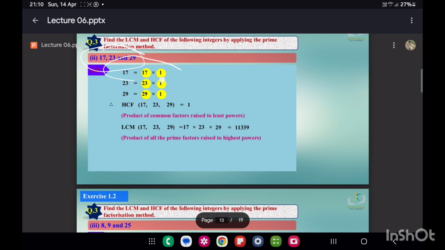17 can be split up into 17 into 1, 23 can be split up into 23 into 1, 29 can be split up into 29 into 1, because they cannot be divisible by 2, 3 or any other number. They can be divisible only by their own number.